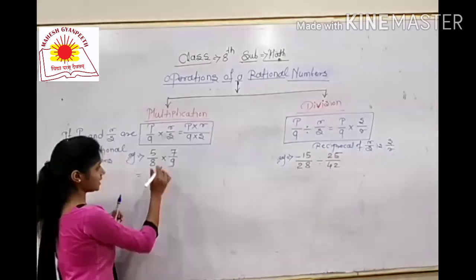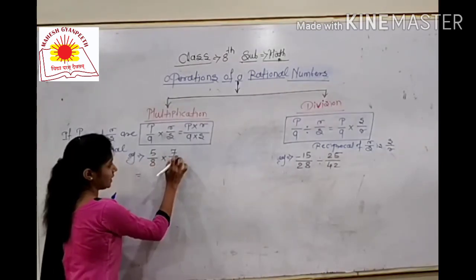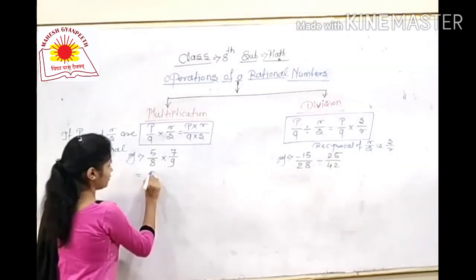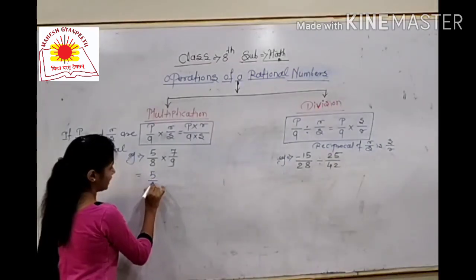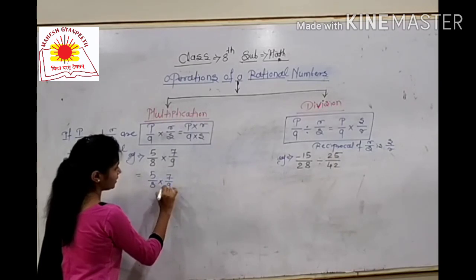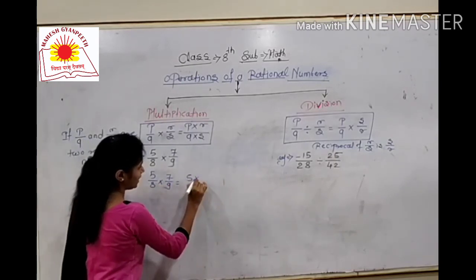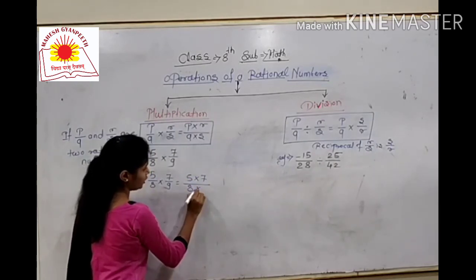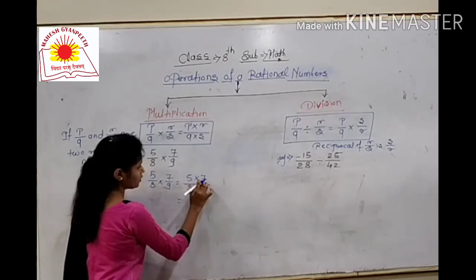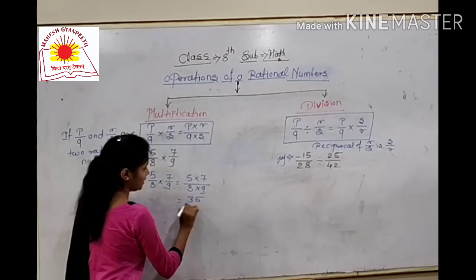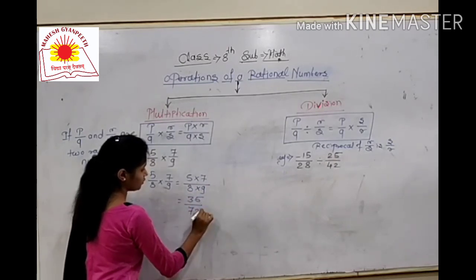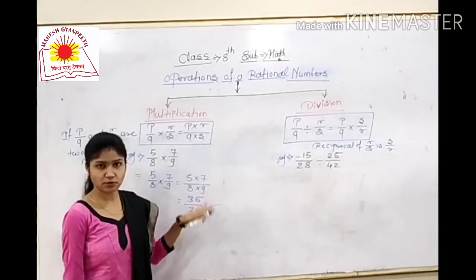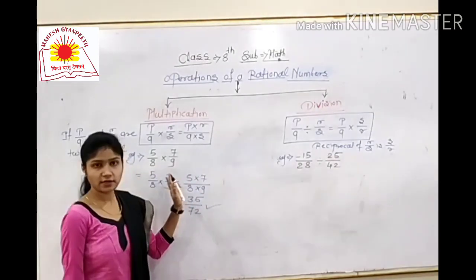Okay, then see here a simple example: 5 upon 8 multiplied by 7 upon 9. How to solve this question? 5 upon 8 multiplied by 7 upon 9 is equal to 5 multiplied by 7, the product of numerators, upon the product of denominators. Okay, then 5 7s are 35 and 8 9s are 72. That is the simple concept of multiplication. Okay, this is how we multiply rational numbers.